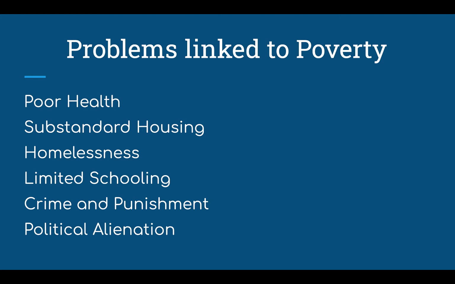Another problem linked to poverty is political alienation. 80% of people who make at least six figures, or over $100,000 a year, vote. But a little less than 50% of those who make under $40,000 a year vote. So what does that suggest?